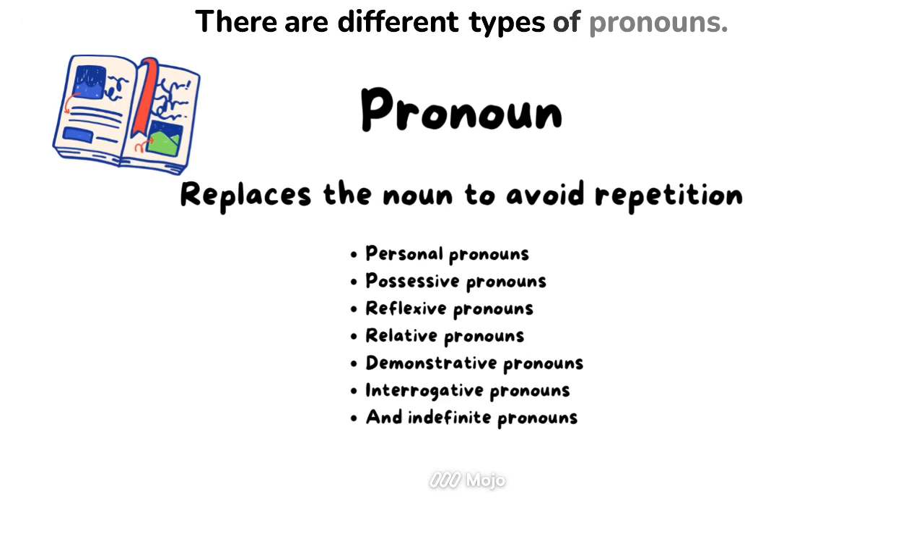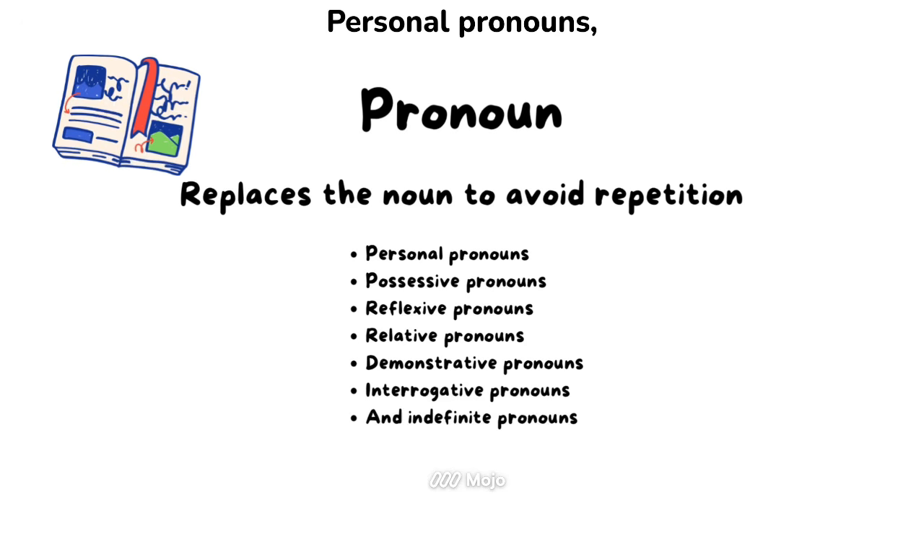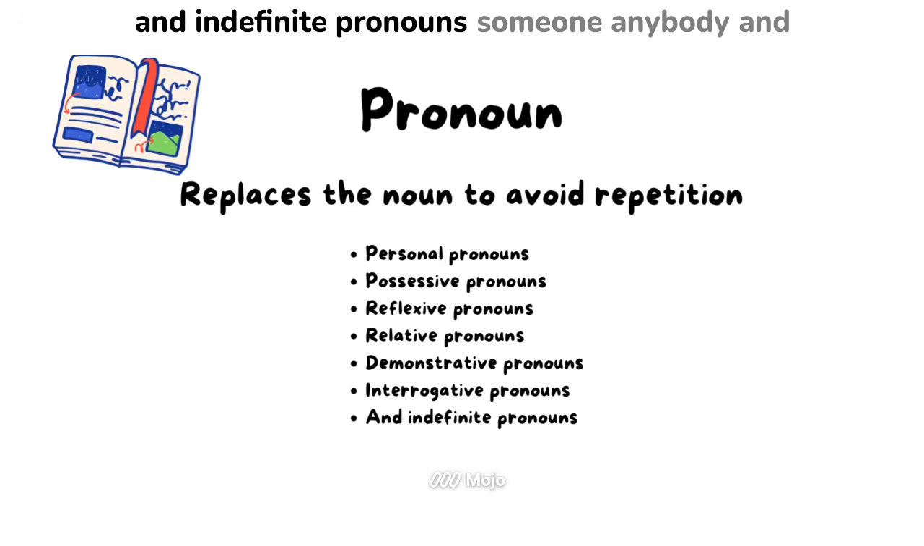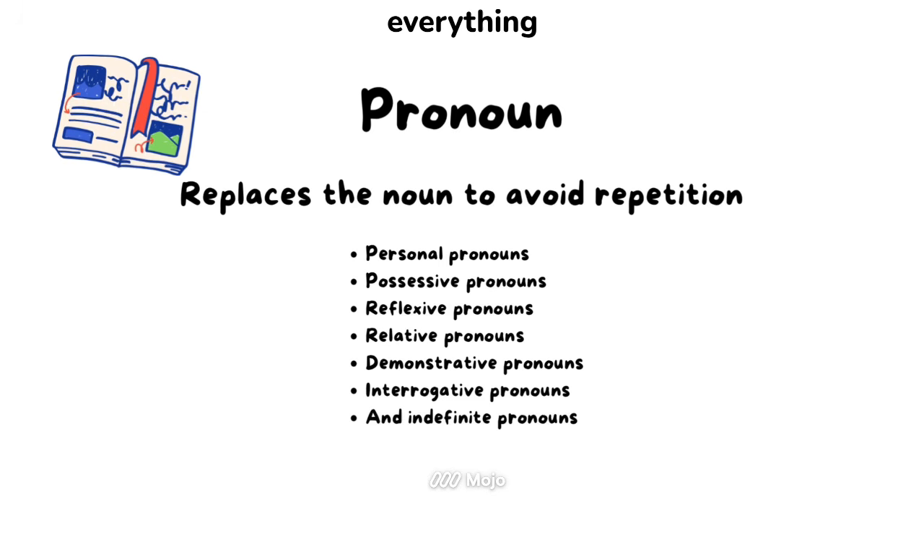There are different types of pronouns. Personal pronouns: I, you, he, she, we, they. Possessive pronouns: my, your, his, her, our, and their. Reflexive pronouns: myself, herself, themselves. Relative pronouns: which, that, and who. Demonstrative pronouns like this, that, these, those. Interrogative pronouns: who, what, and which. And indefinite pronouns: someone, anybody, and everything.